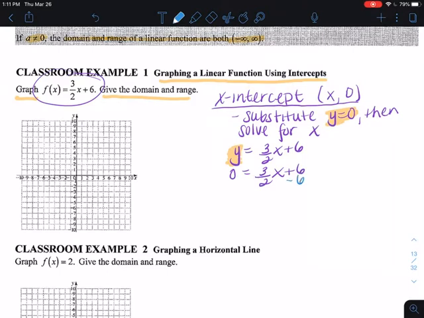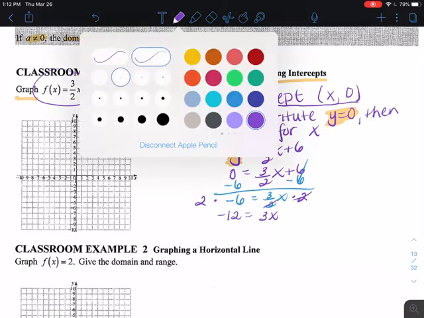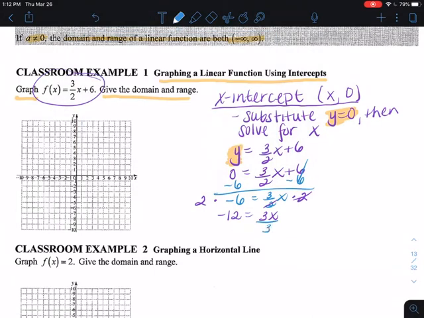So to solve this, you want to subtract 6 from both sides first. So that's negative 6 equals 3 over 2x. To get x by itself, I'm going to multiply both sides by 2 first of all to get rid of the 2 in the bottom. So times 2. So they cancel out. So this is negative 12 equals 3x. And then to get the x by itself, I'm going to divide both sides by 3. So x equals negative 4.